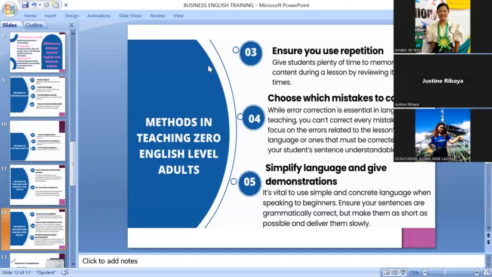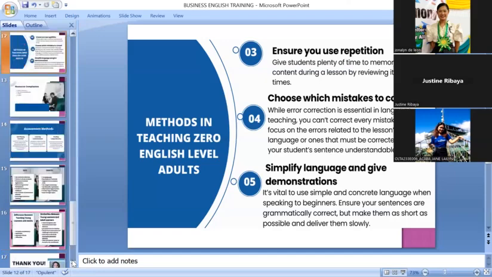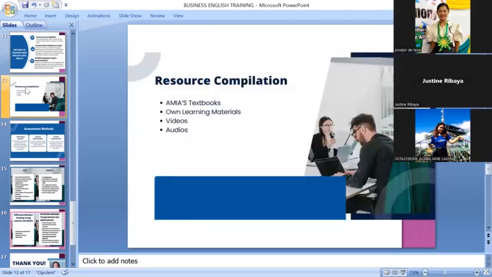Okay, if you don't have further information or suggestions about this topic, let's proceed to the next part so that this meeting will end soon. Let's proceed to resource compilation. Sometimes we don't know what is the best learning material to use. In Amaya, we are provided a lot of textbooks, so we need to use those, not only because we are working at Amaya, but also to show appreciation to the admins who prepared these textbooks. We need to use Amaya's textbooks as much as possible.